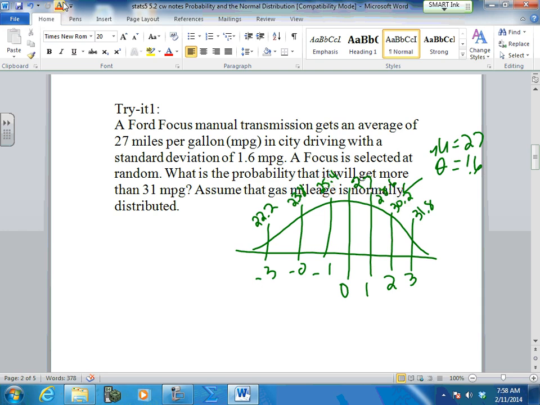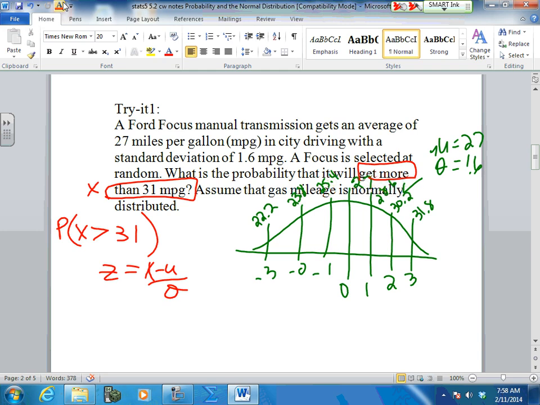Now they're measuring miles per gallon. So they want to know right here, will it get more than 31 miles per gallon? This is an x value, you're 31. So they want the probability of being greater than 31. Start with your statement. So when we find the area under the curve, do we want the right or the left? The right. So we're going to plug this into your z-score formula. And 31 falls about here somewhere, right? Right in between here.